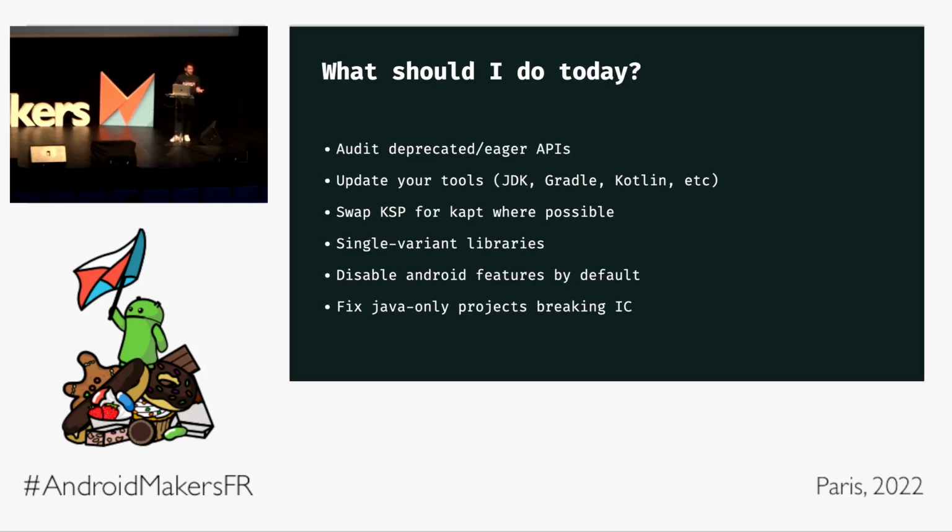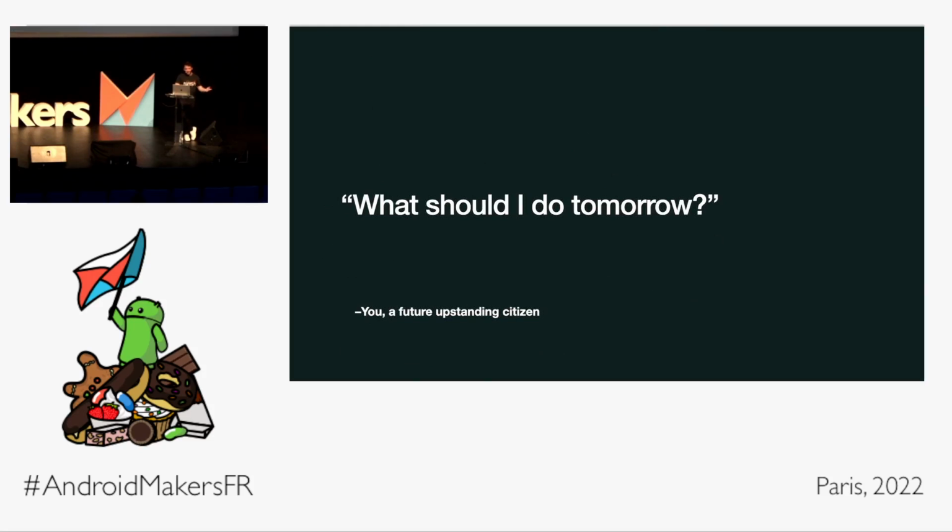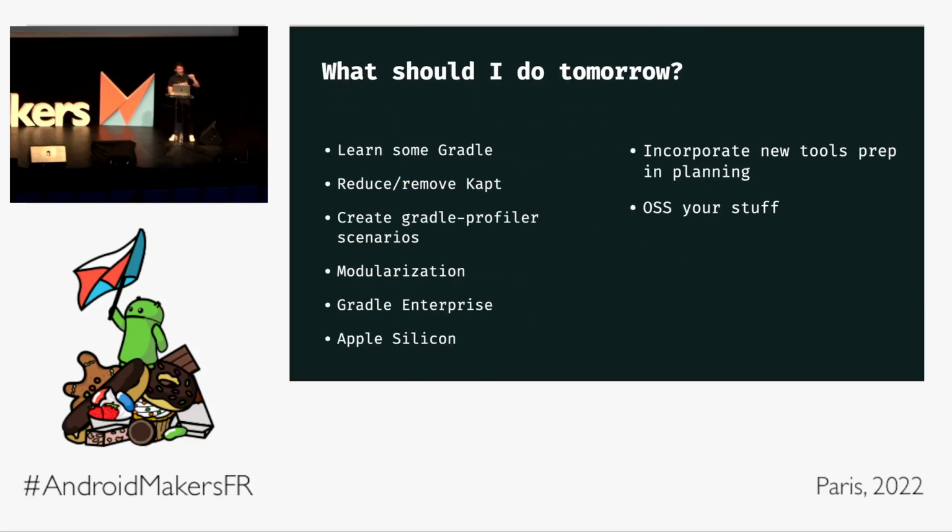Fix any Java-only projects you have today that are breaking incremental compilation. You could wait for the new class path-based one, but why wait for faster builds? And run dependency analysis to remove unused dependencies. Almost done. What should I do tomorrow?